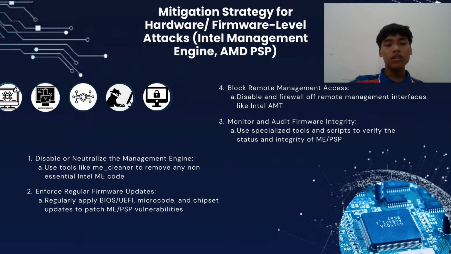Up next is monitoring and auditing firmware integrity. This can be done by using specialized tools to verify the status and integrity of the Management Engine. And lastly, we should block remote management access. This can be done by configuring the firewall to block remote management interfaces like Intel AMT.